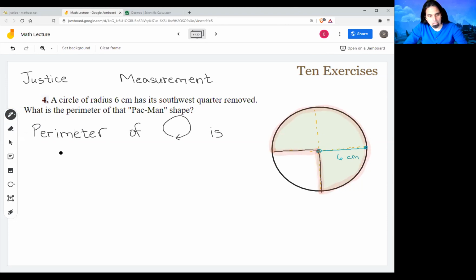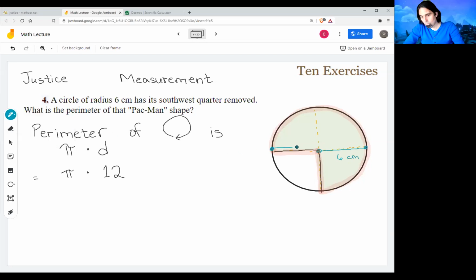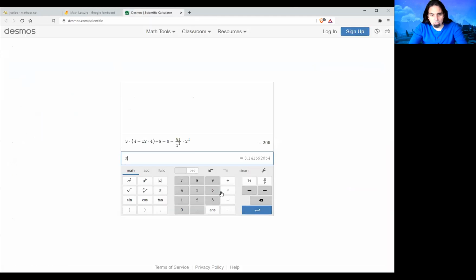Pi times diameter. So pi times, and what's the diameter of this circle? 12. Everyone see why? If you went from here all the way across, that's 12, because halfway was 6. So pi times 12, which is about 37 point something.